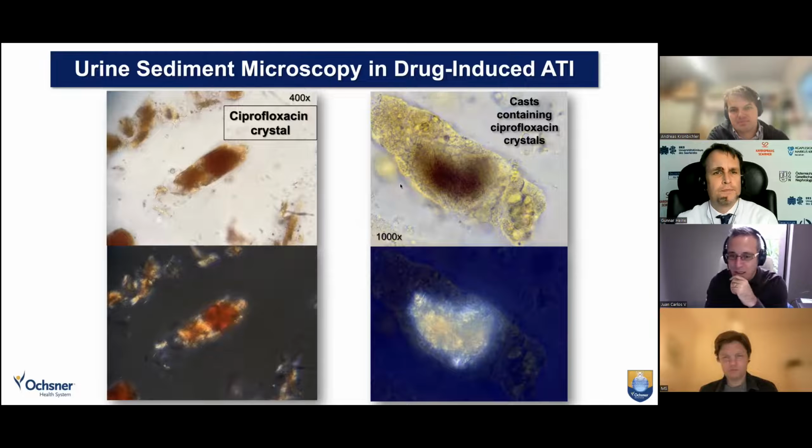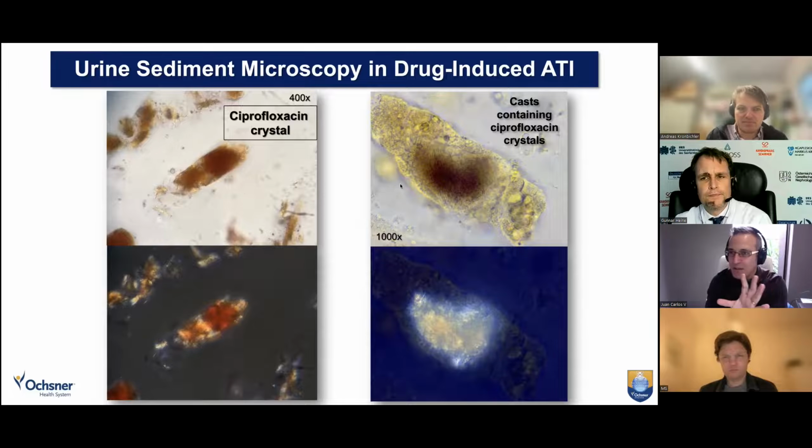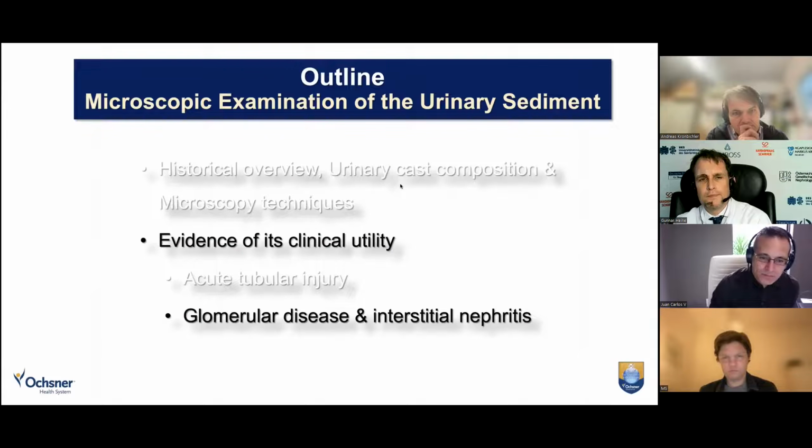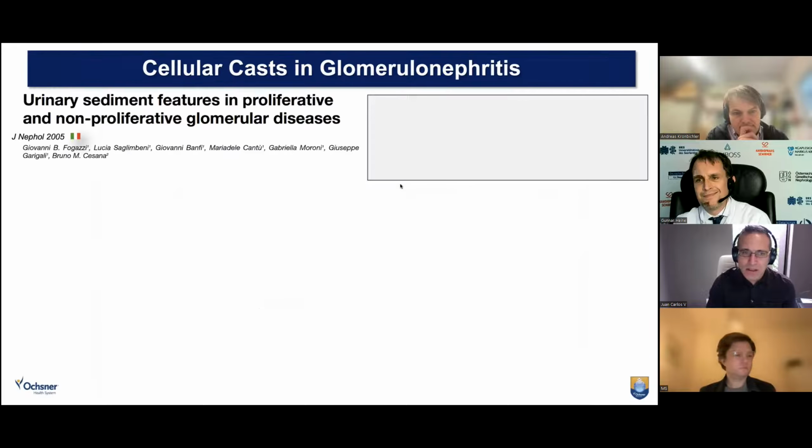very similar. So this is just one example that without polarized light, this case could have been missed, and just this cast could have been interpreted as just random granular casts. In this particular case, the patient ended up having an injury due to ciprofloxacin. So now let's move on to glomerular disease and interstitial disease to see the utility of urinary sediment.